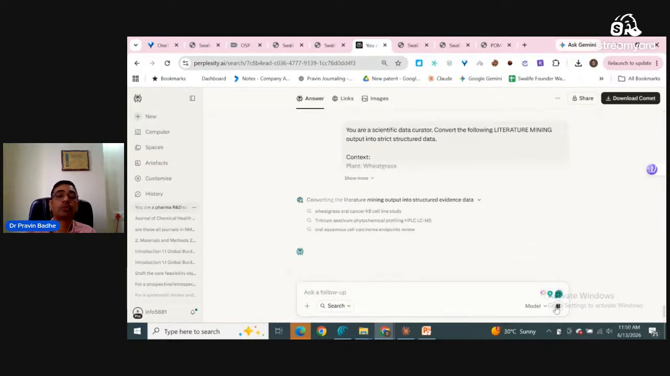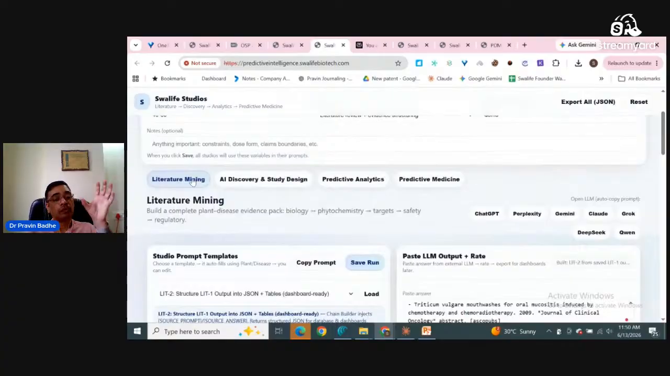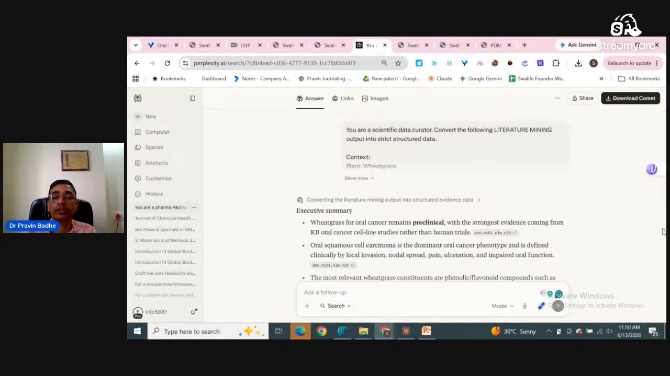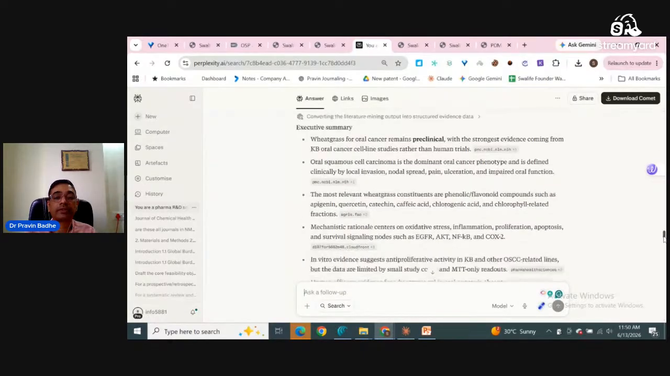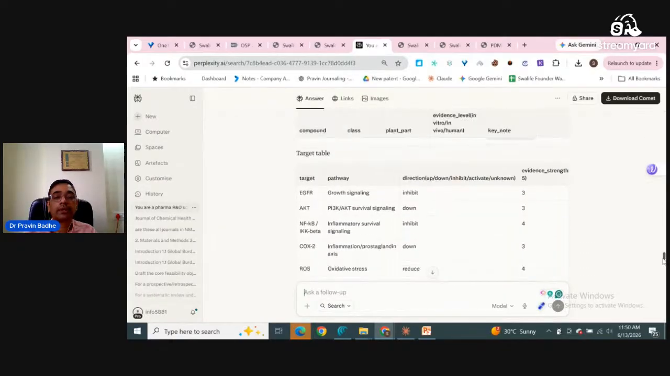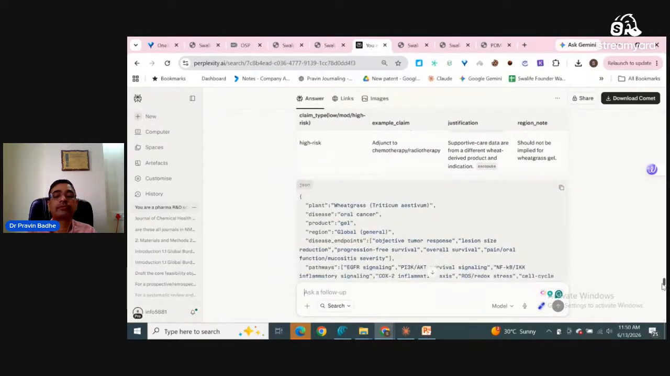Now in this you need to do deep research, but for this demo purpose I am doing a direct search. That is the information from the literature for wheatgrass, oral cancer, and for the gel. And we have got that information in text form and also in table format, which is important. When you run the second one, you can see that whatever information you got in the first, it has put in executive summary, compound table in a table format, target table, safety table, and regulatory claims.